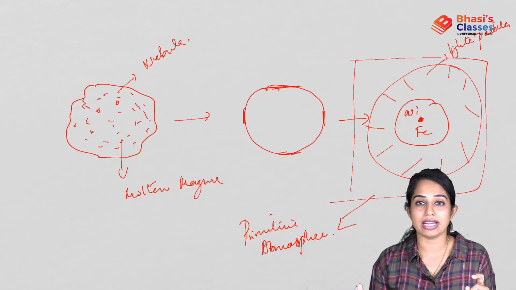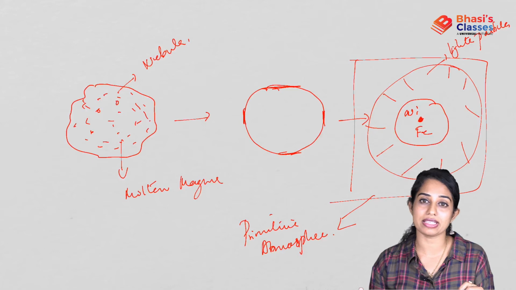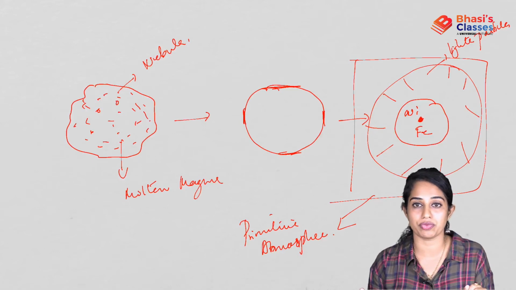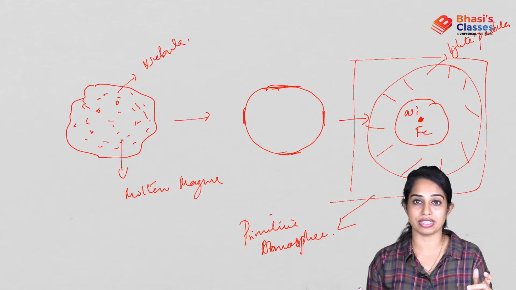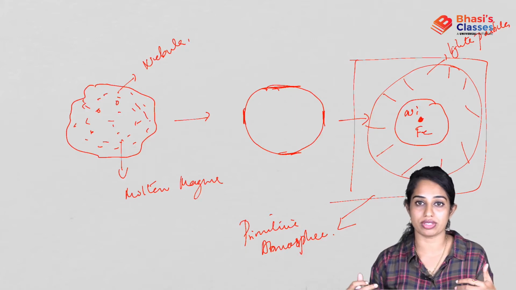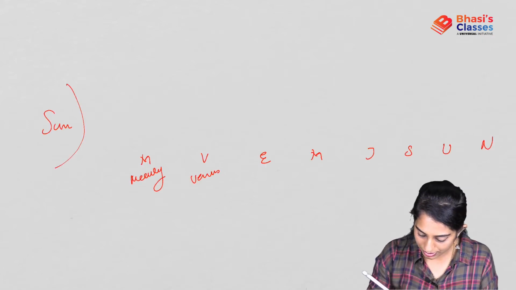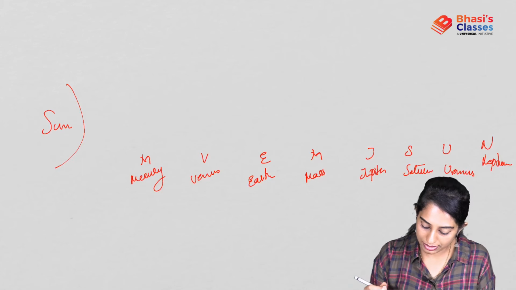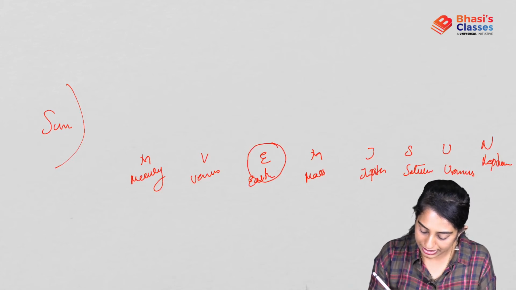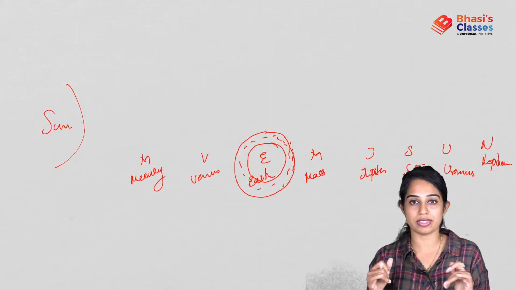Now what happened is that after a few million years, with time passed, we lost this primitive atmosphere. What we live in now is not the primitive atmosphere. We have lost it. So now let us understand how we lost it. This is the sun. This is Mercury, Venus, Earth, Mars, Jupiter, Saturn, Uranus, Neptune. So we have 8 planets, and Earth at that time had a primitive atmosphere where denser particles are towards the center and lighter particles are towards the periphery.